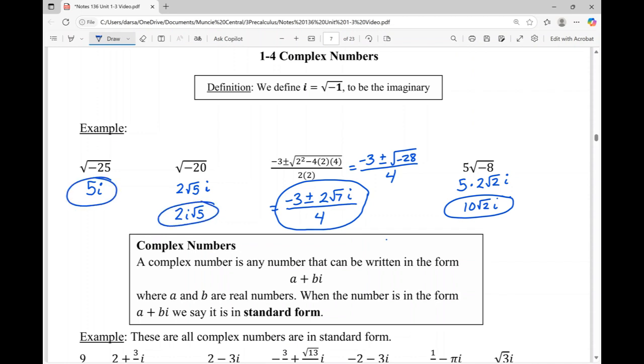So this is how we start in the world of complex numbers with imaginary numbers. The square root of the negative becomes the I.